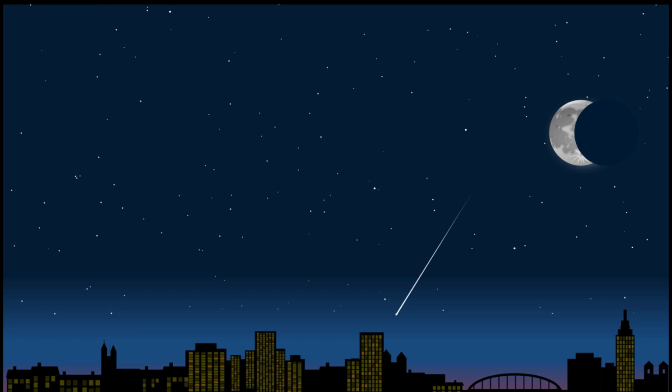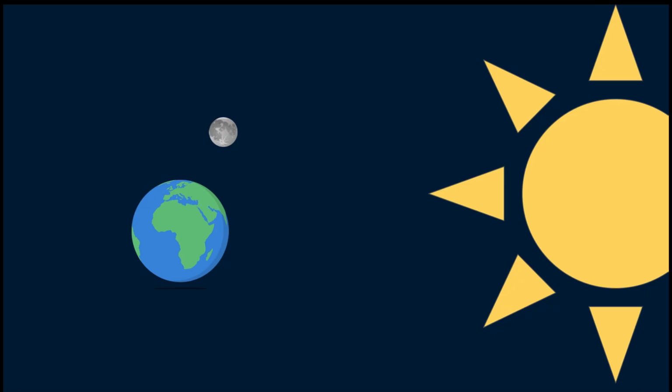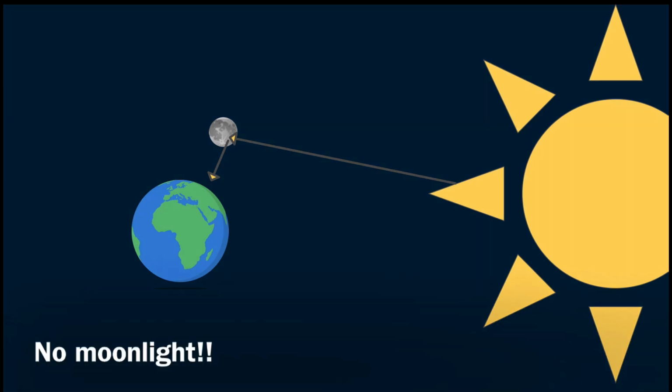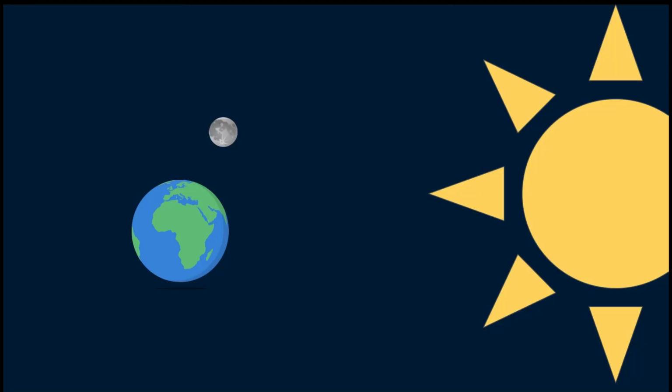Instead, the moon can appear differently depending on how it reflects light from the sun. Without the sun, the moon would be completely dark, and we wouldn't be able to see it. Therefore, when people talk about moonlight, they are actually referring to light from the sun. But how can the sun be responsible for light we see at night?